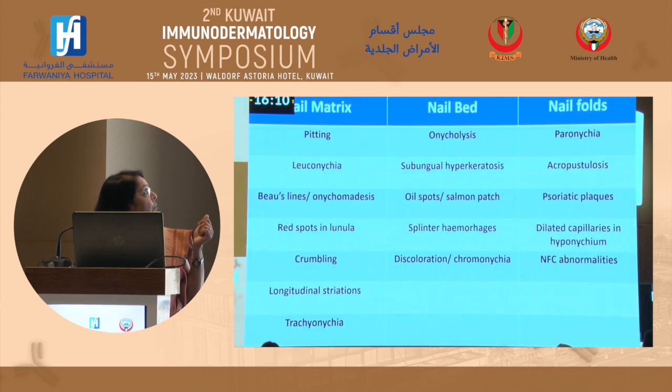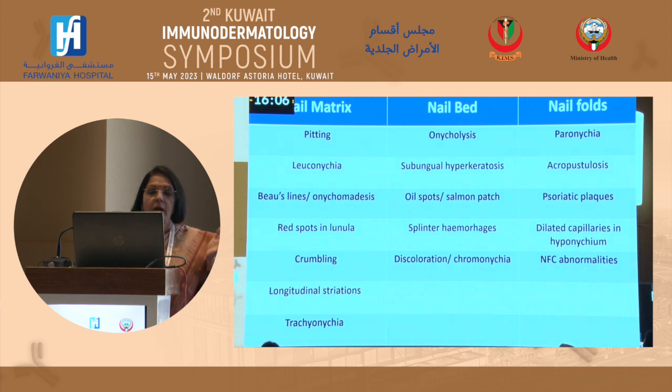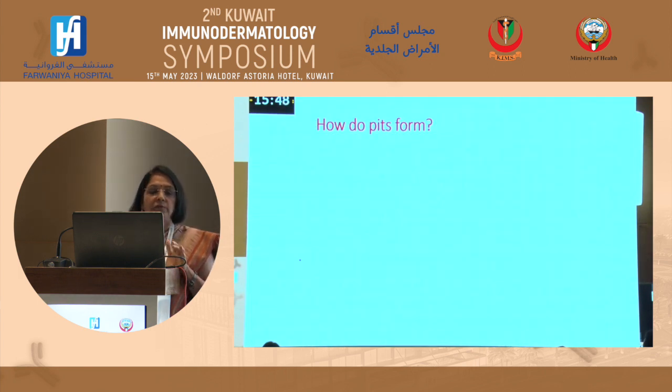If the nail matrix is involved, we have pitting, leukonychia, Beau's lines, onychomadesis, which means proximal separation of the nail plate from the nail matrix, red spots in the lunula, crumbling of the nail plate, trachyonychia. And we'll take this one by one. So you need to understand how the pits are formed. I have already shown you this picture.